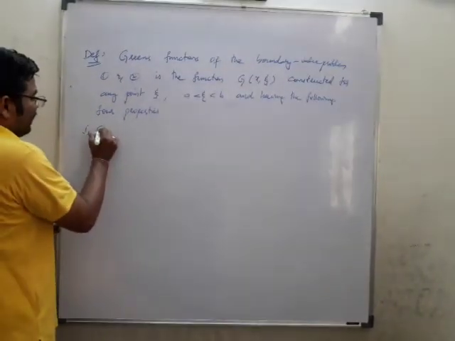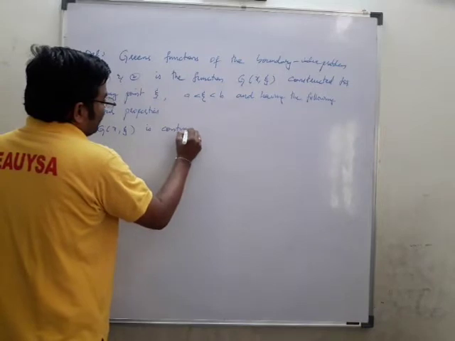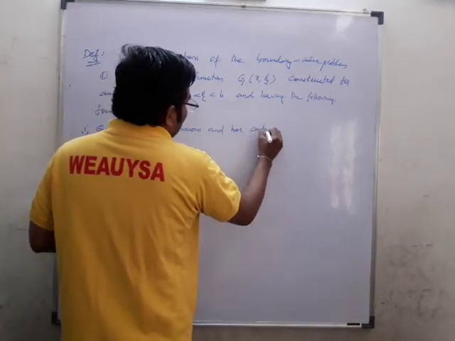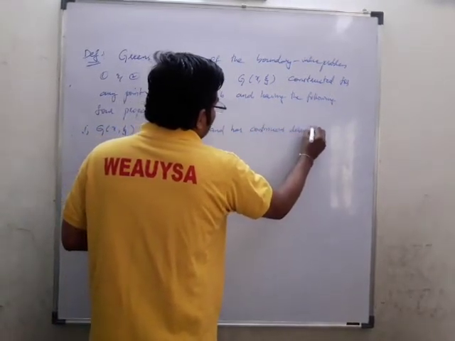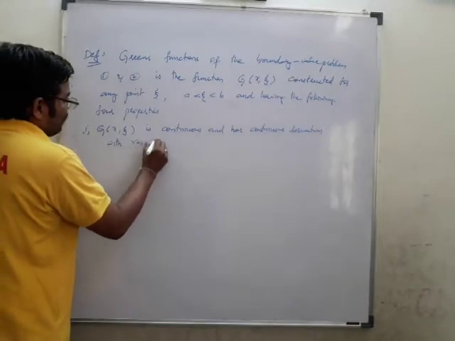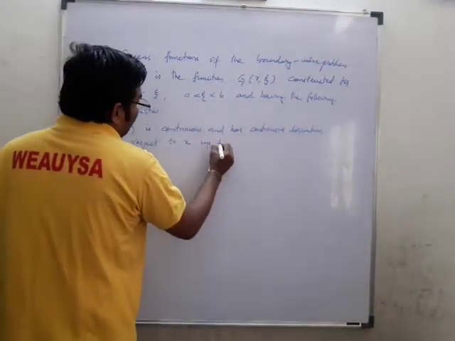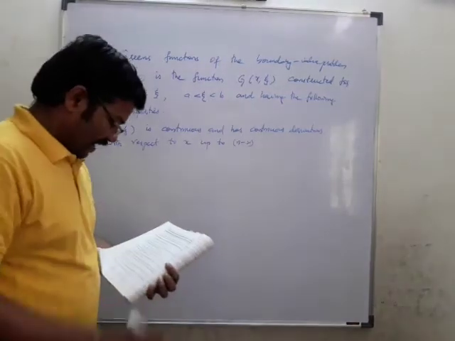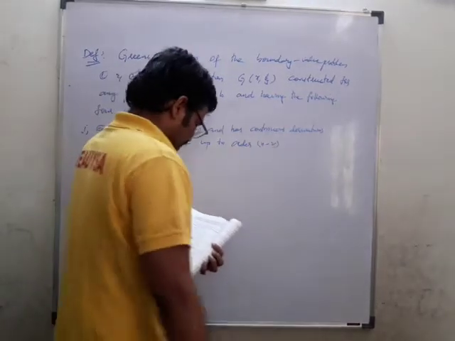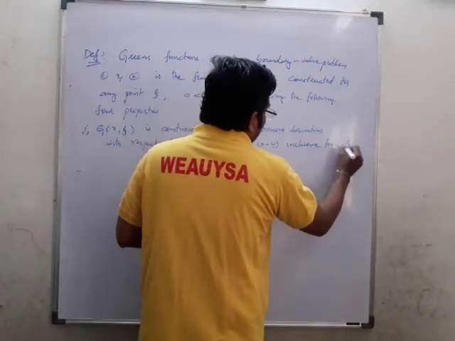It should follow the 4 properties. The first property: G of x comma xi is continuous, and has continuous derivatives with respect to x up to order n minus 2 inclusive, for xi greater than a and less than b.